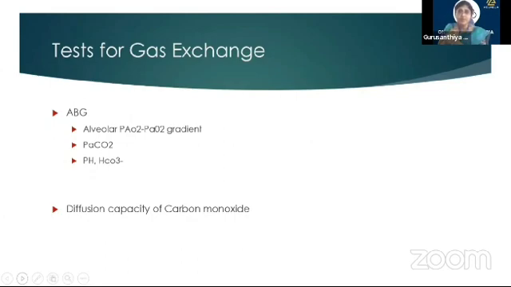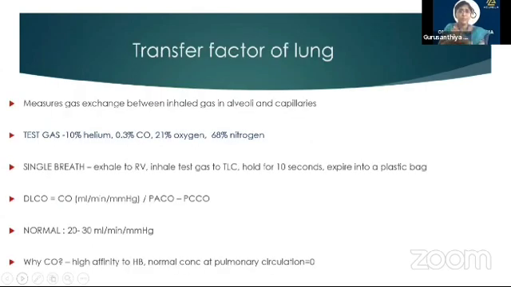Then comes the diffusion capacity of carbon monoxide, also called the transfer factor of the lung. It measures the diffusion across the alveolar capillaries and the alveolar membrane. Here you give a test gas to the patient, ask them to expire to residual volume, then inspire the test gas in a single breath to total lung capacity, hold it for 10 seconds, and then expire.